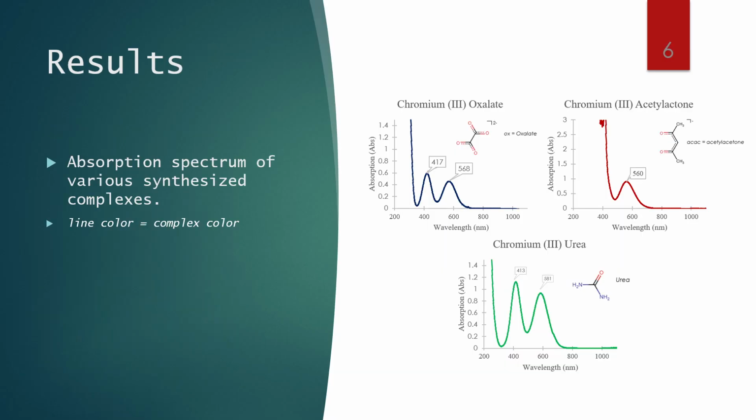Shown here are the absorption spectra for various complexes that we synthesized, namely oxalate, acetylacetone, and urea. You'll see that the line color reflects also the color of the complex that was physically observed. The peaks for the oxalate spectrum match extremely well to literature. However, you'll see in the acetylacetone spectra that we could only resolve one peak due to a large excess of solid urea that co-crystallized along with it. Now, the 560 peak is very characteristic of the targeted complex, so we went with the assumption that the 400 peak from literature would be safe to use as well.